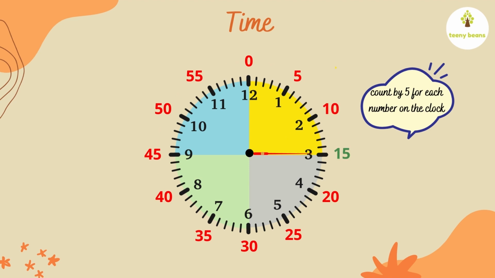Similarly, minute hand on 3 is mapped to number 15. Minute hand on 4 is mapped to number 20. Minute hand on 5 is mapped to number 25. Minute hand on 6 is mapped to number 30. Minute hand on 7 is mapped to number 35. Minute hand on 8 is mapped to number 40. Minute hand on 9 is mapped to number 45. Minute hand on 10 is mapped to number 50. Minute hand on 11 is mapped to number 55. That's really interesting, isn't it?